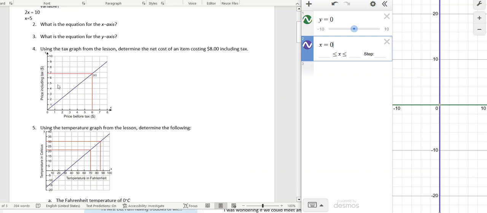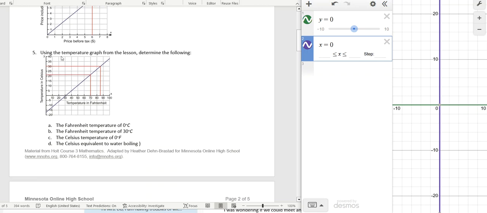Then we have a couple problems. We're just going to be using a graph that has a line graphed on it. This is from the book. It was a different problem from the book, but we're going to use the same graph. And it says determine the net cost of an item costing $8 including tax. So the price including tax is here, and this is the price before tax. The price before tax will be 8, and they want to know what it will be after tax. So we would go up here until we hit this line, and it looks like the price after tax would be $9. That's the answer for that one.